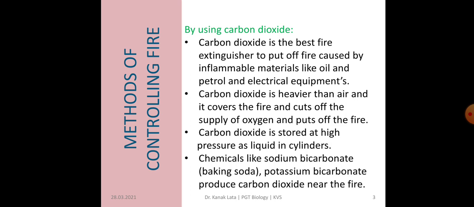And this carbon dioxide is used as a fire extinguisher to put out fire caused by inflammable materials like oil, petrol and also electrical equipments. Carbon dioxide is stored at high pressure as liquid in a cylinder. And in this cylinder, chemicals like sodium bicarbonate, potassium bicarbonate are placed. So they produce the carbon dioxide near the fire.